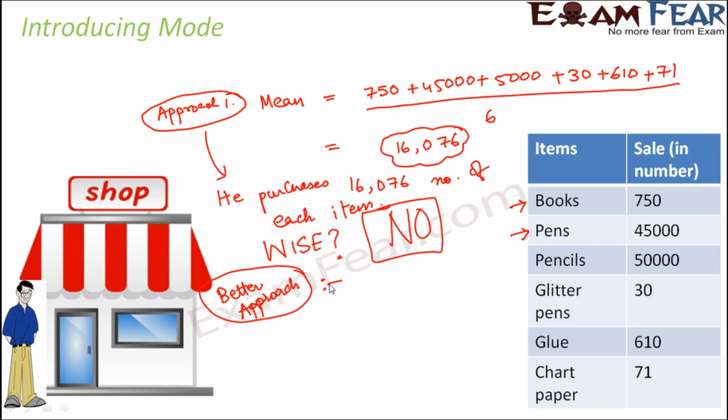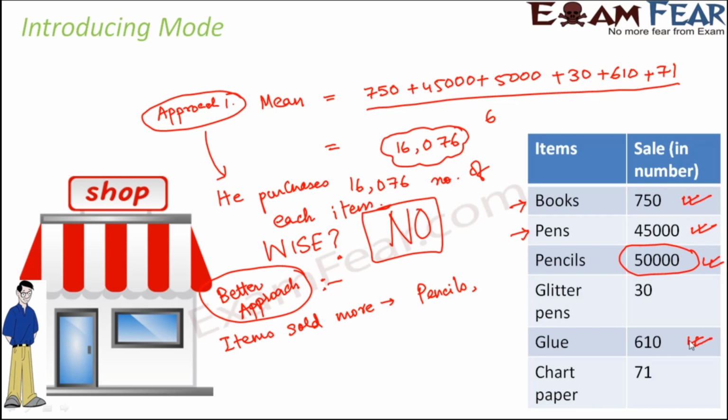The better approach is that he analyzes which items are sold more. What does he find? He finds that there are certain items which are sold more. In this case, those items are pencils, because pencils have the highest sale. The next sale is of the pens. The next is for the books. And the next is for the glue. So he finds that pencils, pens, books and glue are the fast-moving items.